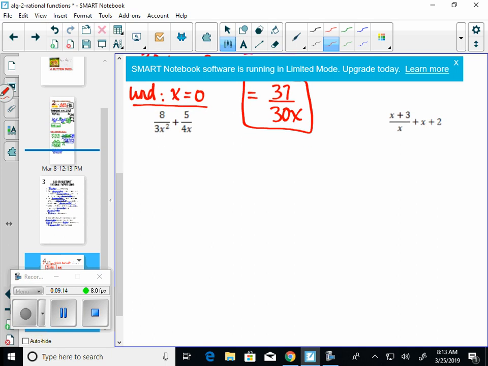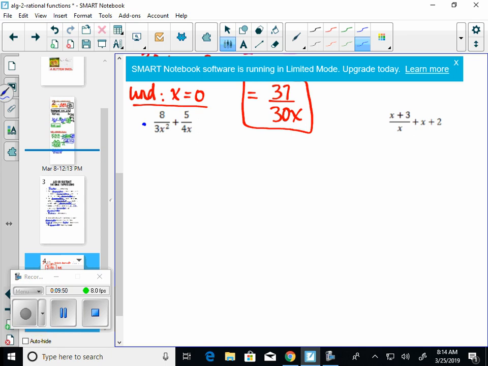Okay, 8 over 3x squared plus 5 over 4x. Are my denominators alike? No. So what could I change them to? A 12? What about my x? What is my x going to have to be? A squared. Because I already have an x squared, that means they're both going to have to be at least an x squared. Okay, so on this side, what can I multiply my denominator by to get a 12x squared?